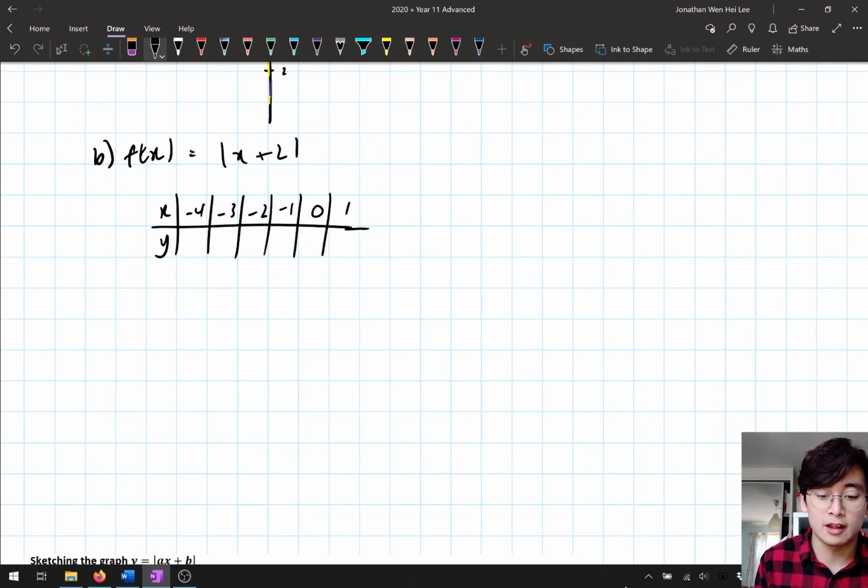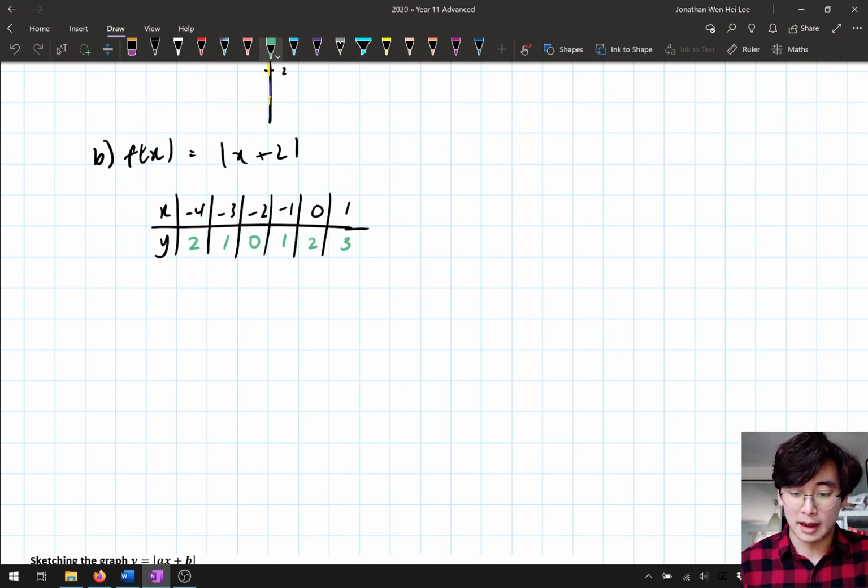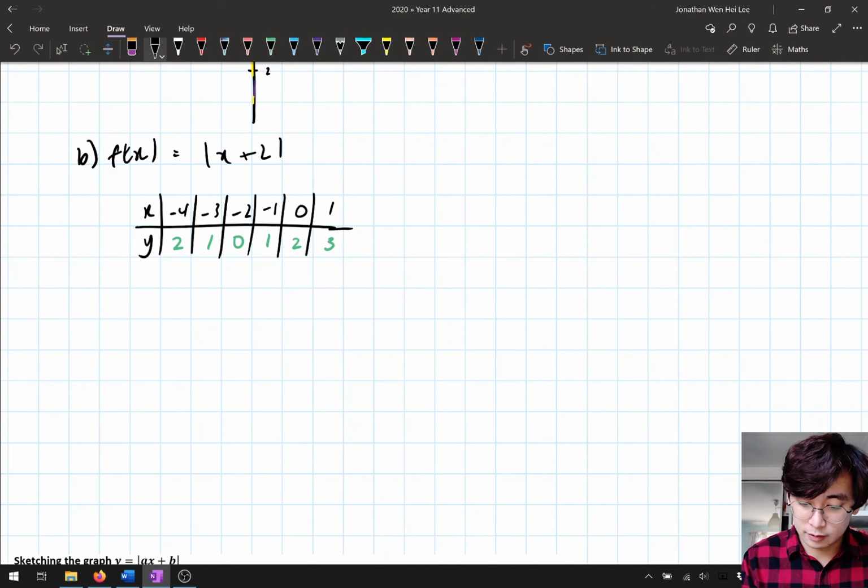Okay, let's substitute a few values in. When you substitute x is equal to -4 into absolute value of x plus 2, you get -4 plus 2, which is -2. So the absolute value of -2 is just 2. The next one across, absolute value of -3 plus 2. -3 plus 2 is just -1. So the absolute value of -1 is just 1. When x is equal to -2, -2 plus 2 is 0. Nothing happens there. -1 plus 2 gives me 1. And the absolute value of 1 is just 1. And so hopefully we can continue that pattern. So let's draw this one.